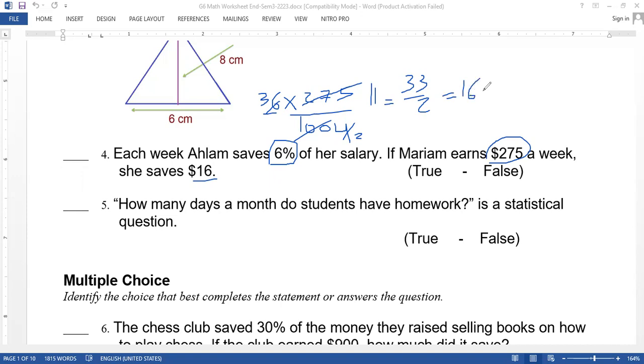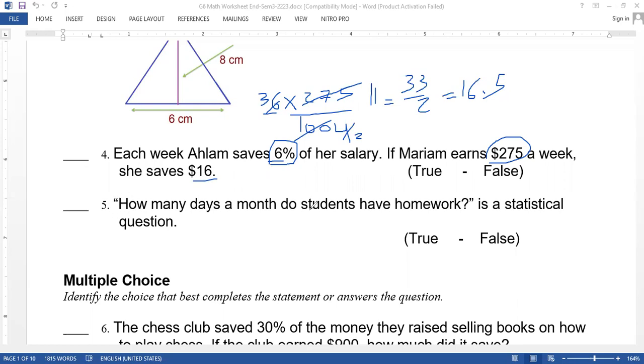So basically, we have a lot of calculations. We multiply the percent by the whole and divide by 100 to find the part.